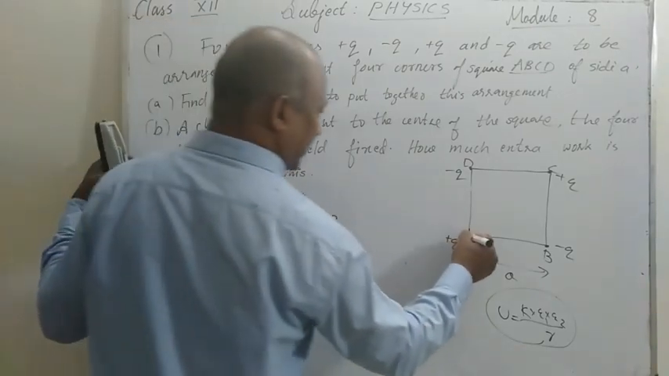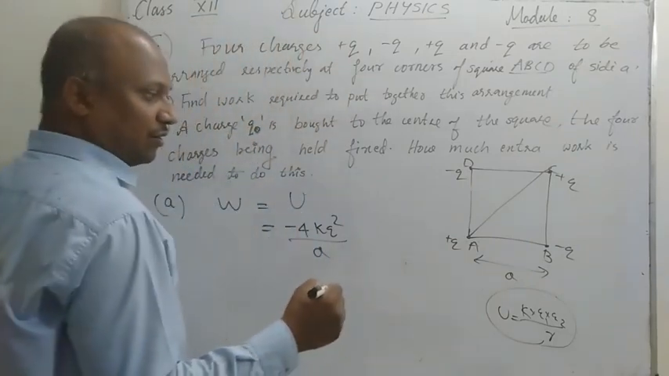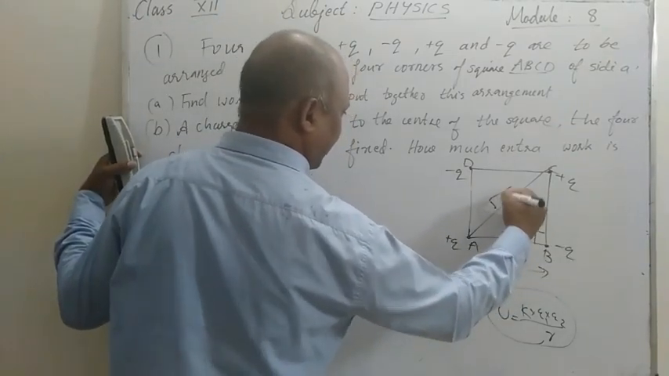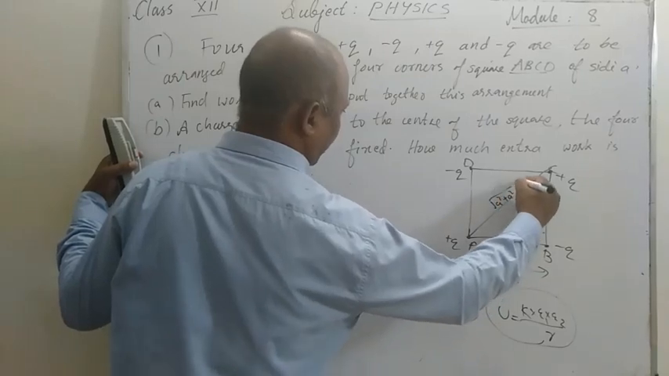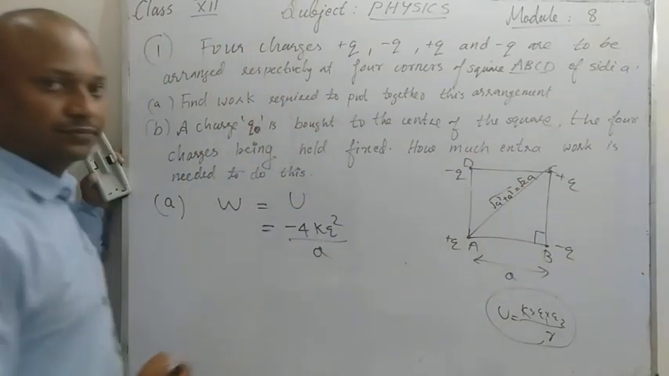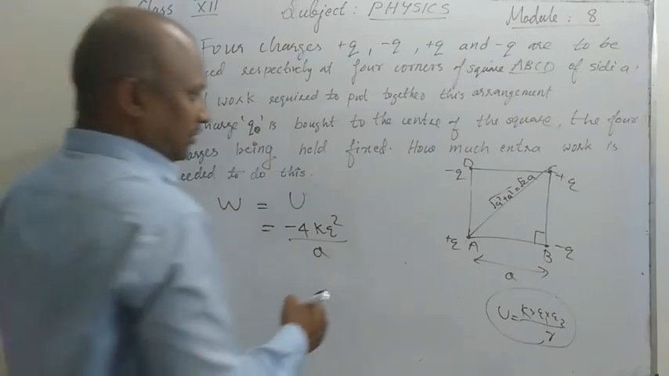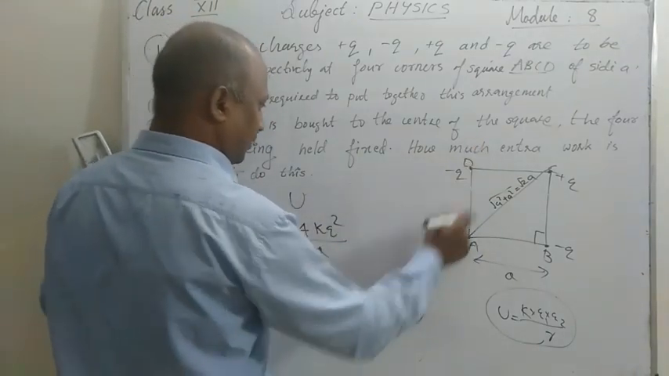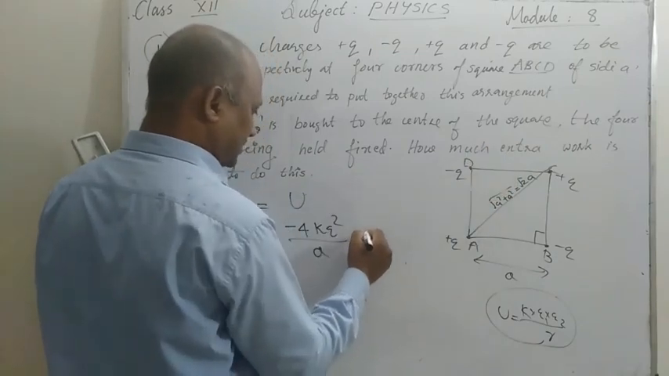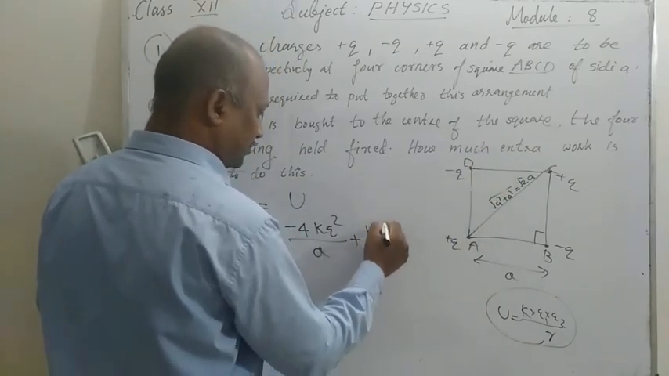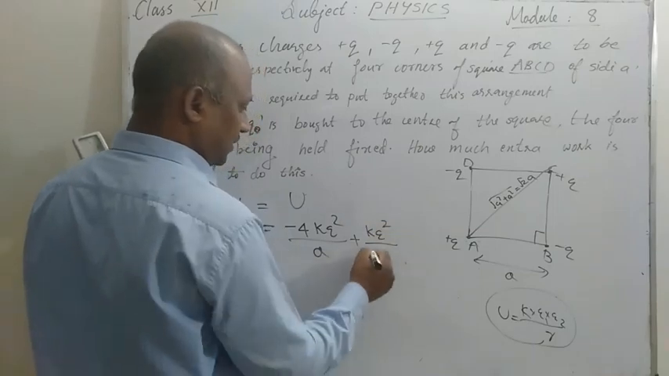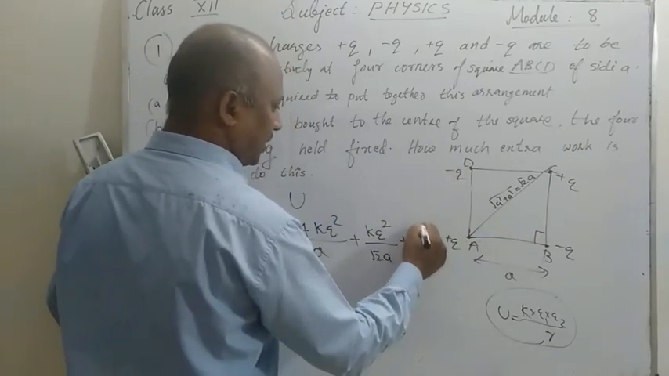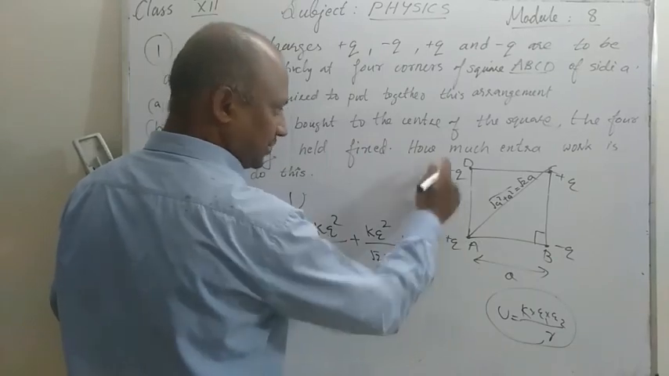And then we have two diagonals. And according to Pythagoras theorem, this is a and this is a, then this will be under root a square plus a square, equal to root 2 a. So here is a potential energy between two positive charges, so it will be plus K q square upon root 2 a, and here also plus K q square upon root 2 a, because minus into minus is plus.